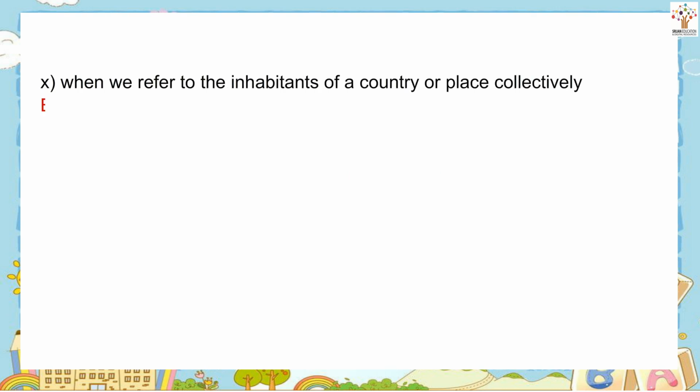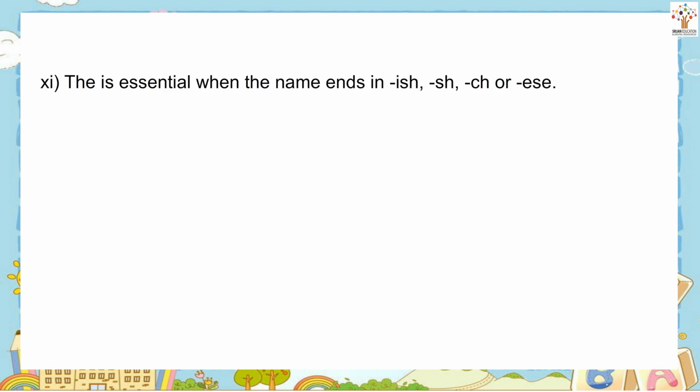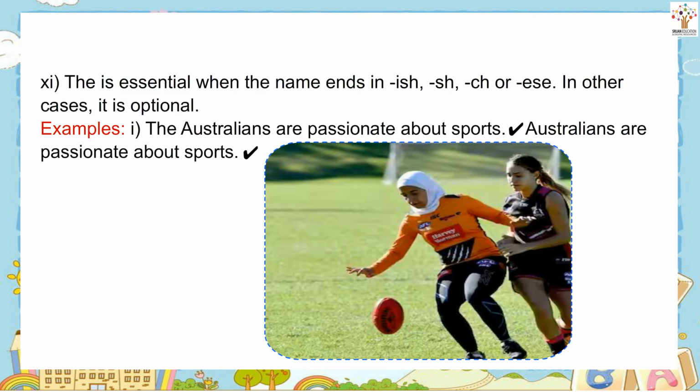When we refer to the inhabitants of a country or place collectively. Example: the Japanese have learned how to build quake-proof structures. The is essential when the name ends in ish, sh, ch or ese. In other cases, it is optional. Examples: the Australians are passionate about sports. Australians are passionate about sports.